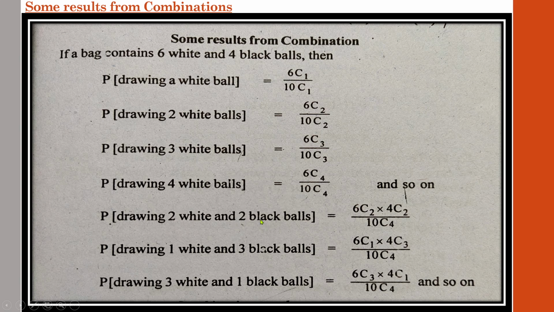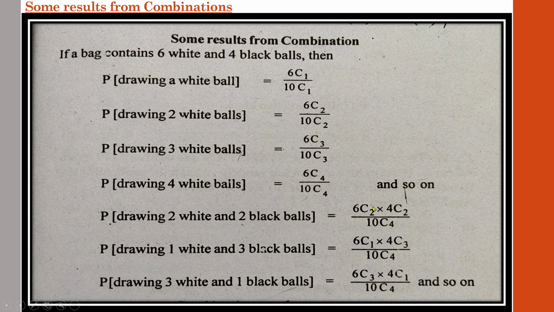Into, next one, 2 black balls. Probability of drawing 2 black balls. Again, how many black balls? 4. So n will be the total number of that particular item, 4. How many balls are taken at that particular moment? 2. So it will be 4C2.